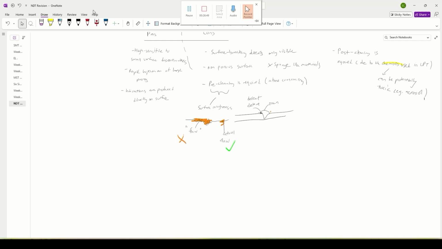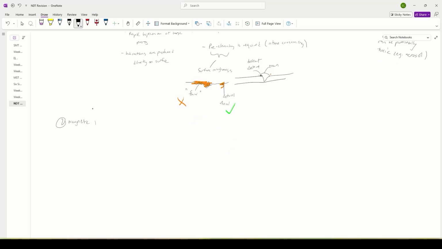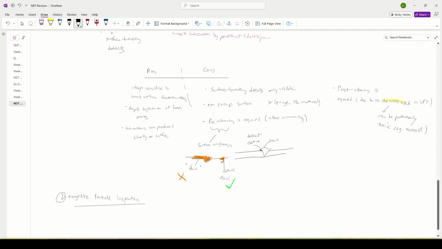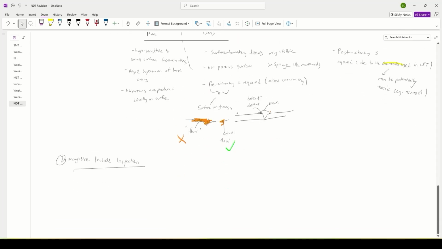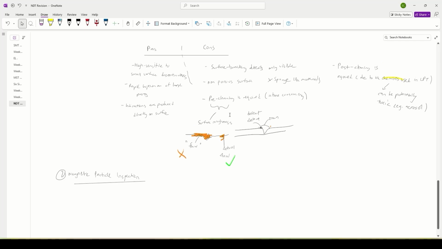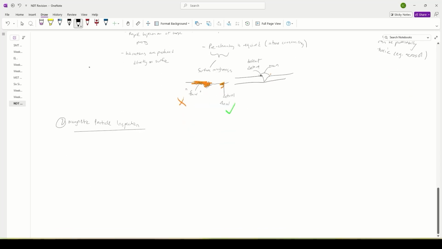Now let's move on to the second, magnetic particle inspection. Magnetic particle inspection is slightly more complicated this time because instead of just using a penetrant and a developer, we have extra things to do. But first off, we want to look at a material's hysteresis loop.